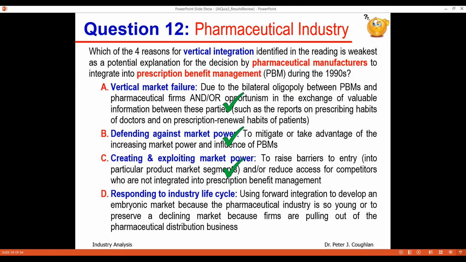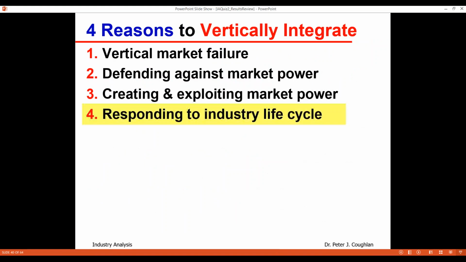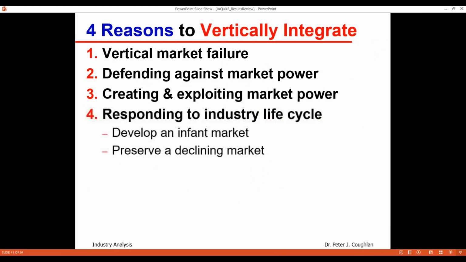What about the last one, responding to the industry life cycle? What's that all about? Well, this last reason to vertically integrate is only valid in two very specific circumstances. When an industry is brand new. Say you come up with a technology, a great technology you want to sell to somebody who's going to bring it to market, but there is nobody to bring it to market. Then you might have to do it yourself. You might have to become your own buyer, your own channel. You might have to sell direct. So you're basically developing an infant market, right? The market is brand new.